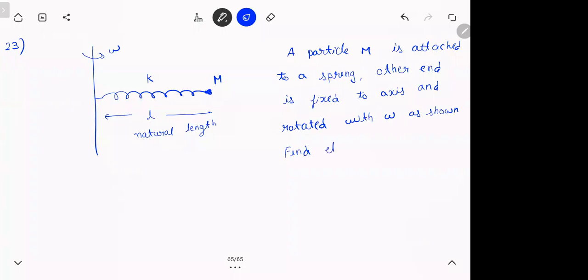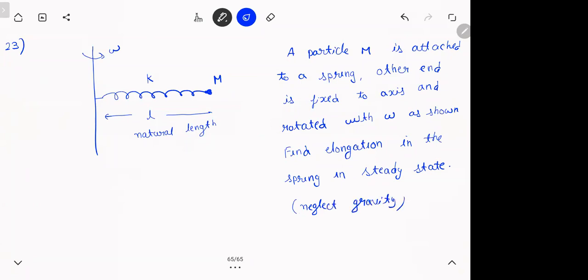So find elongation in the spring. So when you're rotating it, find the elongation in the spring. In steady state. Steady state meaning there is no oscillations, nothing. System has reached, elongation has become constant. You can neglect gravity. Anyway, this is on a smooth table, so it won't matter. So basically this guy is going like this.